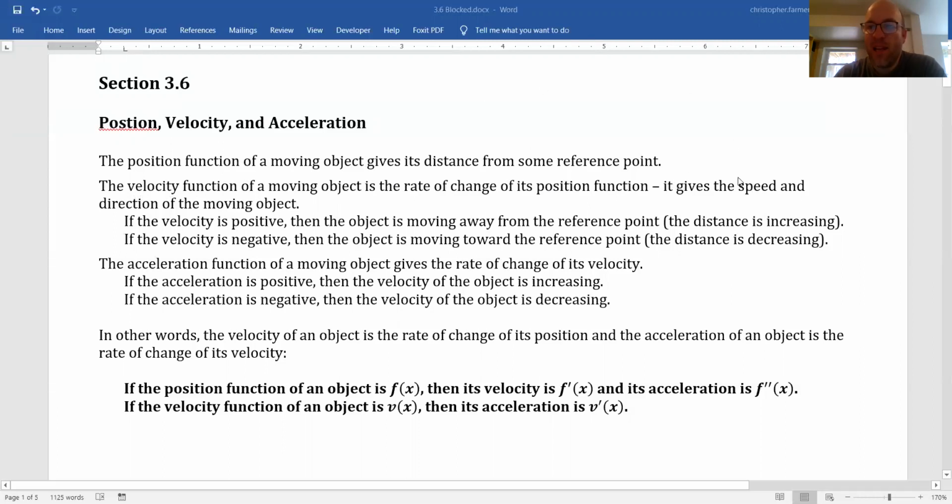Velocity is different from speed. Speed doesn't care whether you're going frontwards, backwards, sideways, wherever. Speed is just how quickly the object's moving. Velocity also gives you the direction that that object is moving.